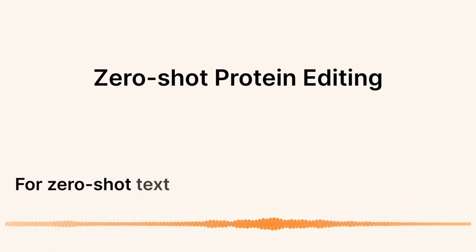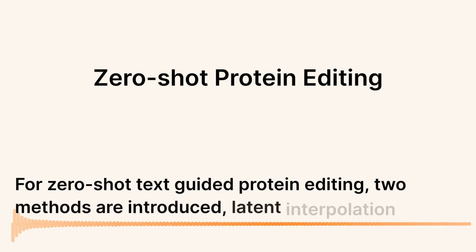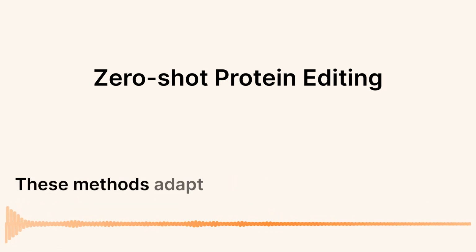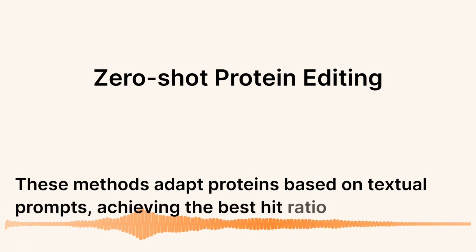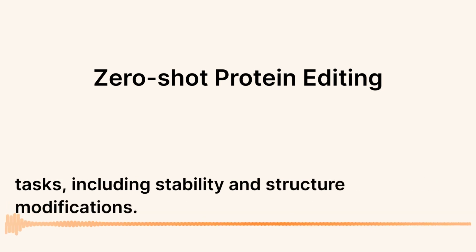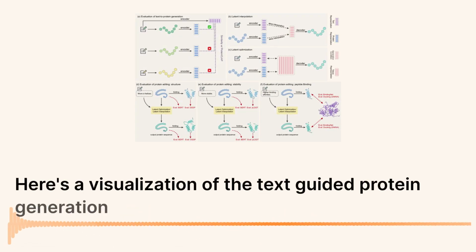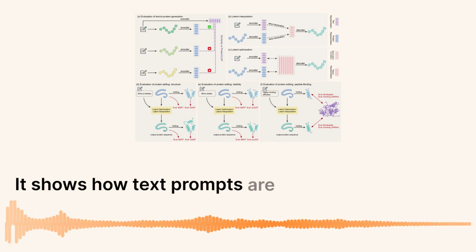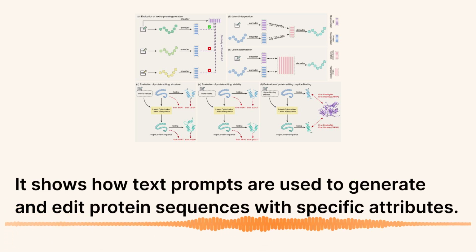For zero-shot text-guided protein editing, 2 methods are introduced: latent interpolation and latent optimization. These methods adapt proteins based on textual prompts, achieving the best hit ratio across varied tasks, including stability and structure modifications. Here's a visualization of the text-guided protein generation and editing process. It shows how text prompts are used to generate and edit protein sequences with specific attributes.